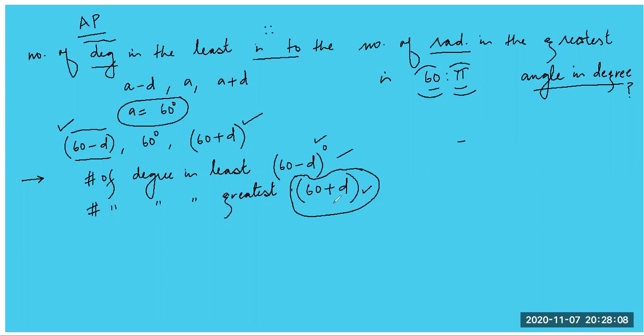Am I right? Okay. So how will you convert this angle into radians? It will be 60 plus d into pi by 180. Beautiful. This much radian. That's all. Now the sum is done. Now, what is the given condition? Students, anyone? What is the given condition? He says the degree in the least angle to the radian in the greatest angle is equal to what? Is equal to 60 by pi. 60 by pi. Yes.